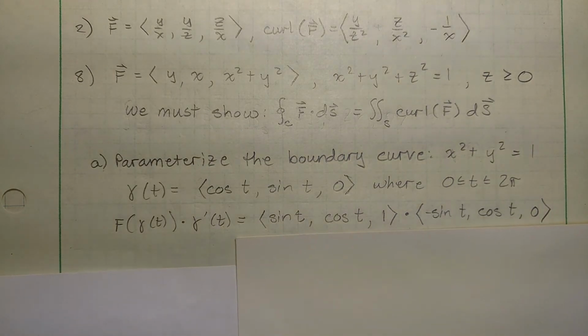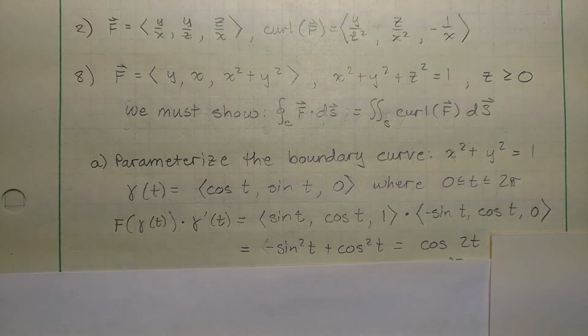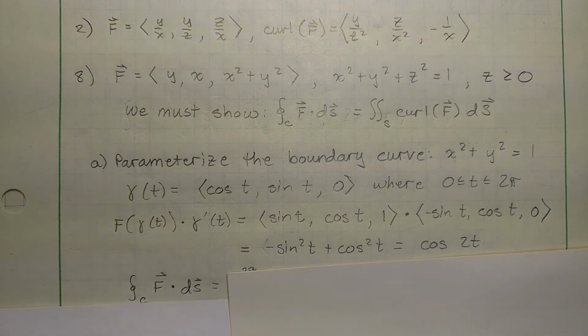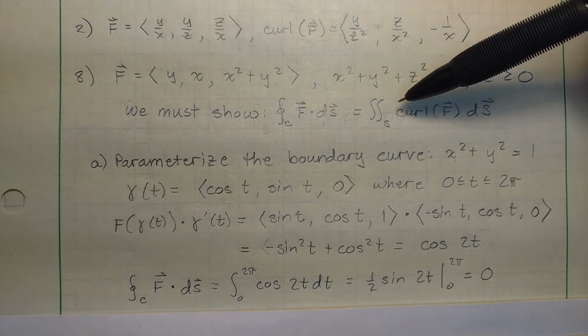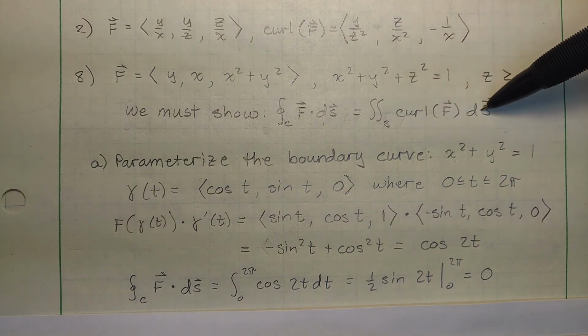Doing our dot product, we get negative sine squared t plus cosine squared t, which equals the cosine of 2t. So now we can integrate going from 0 to 2 pi of cosine of 2t dt. Pretty simple integration there. I think everyone knows how to do that. But notice what happens when we put in the 2t. We get the sine of 4t, which is 0. We get the sine of 0, which is 0. So we just get a value of 0. Which means that if we do this here, we should also get 0.